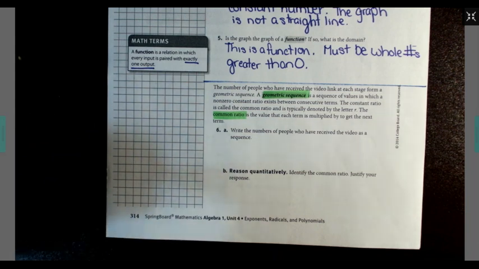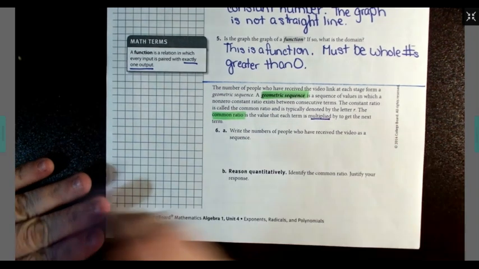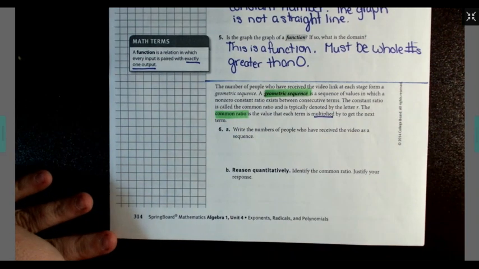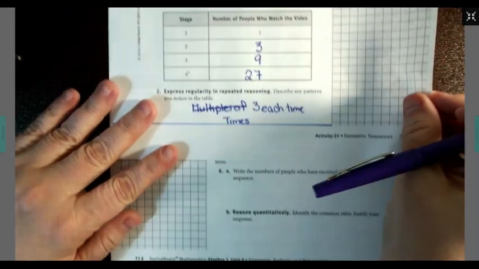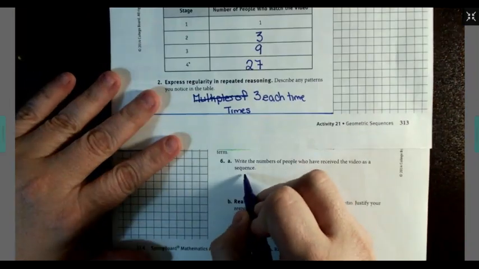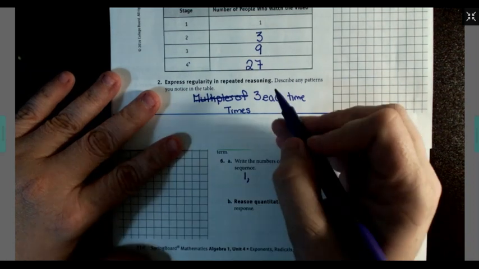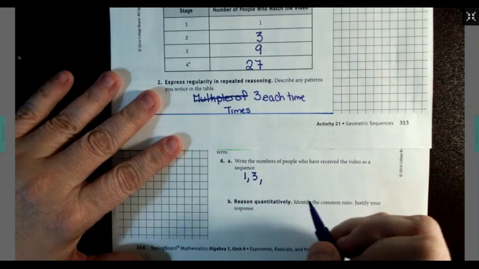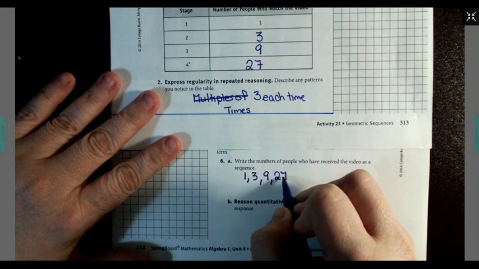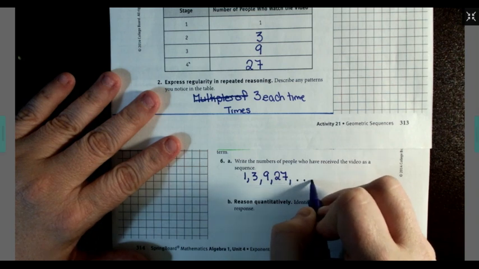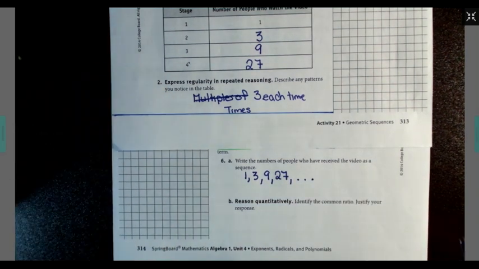The common ratio is the value that each term is multiplied to get to the next term. Write the numbers of people who have received the video as a sequence. Now we're going to go back to this chart over here. We want to write it as a sequence. Remember, that means we write 1, comma, 3, comma, 9, comma, 27, comma, dot, dot, dot, to represent that this continues on.